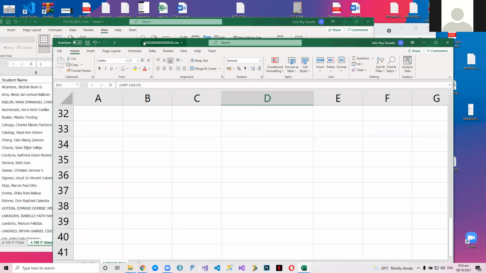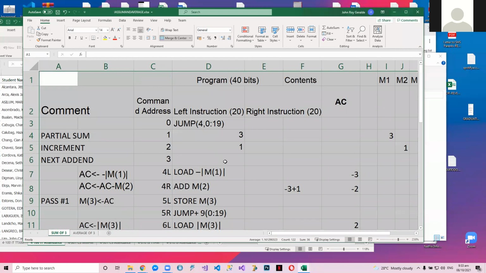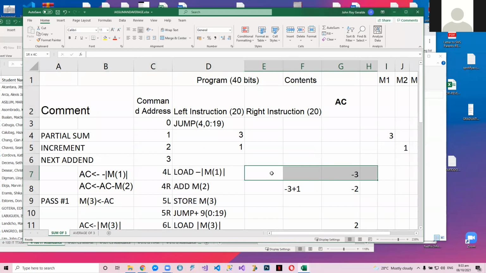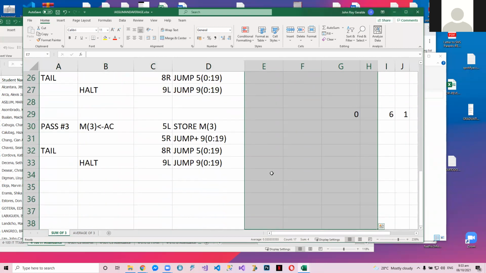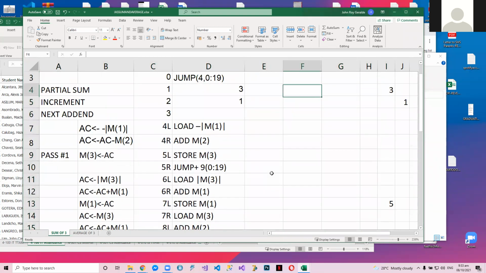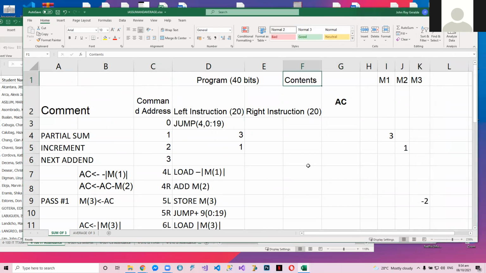Let's look at the sum first. Let me erase that. This is a top-down loop version, because we could not have a bottom-up; we are top-down, because we have shown earlier that the bottom-up loop will not work for the IAS because of the difference between jump plus and CF.